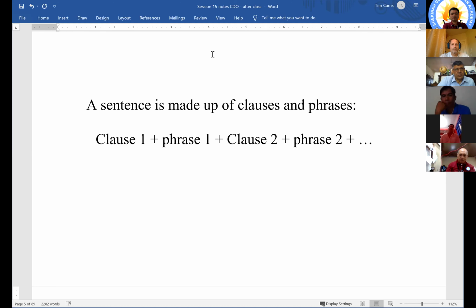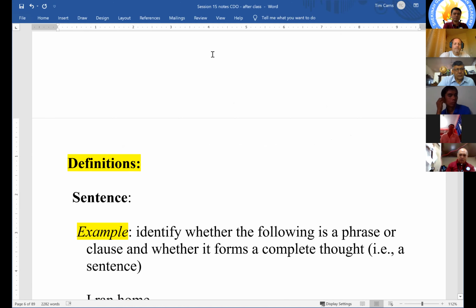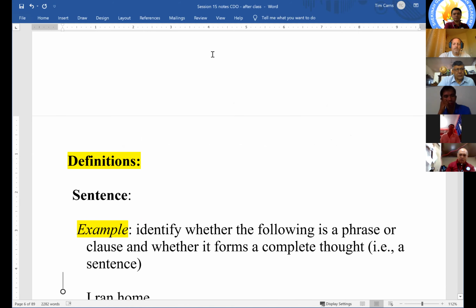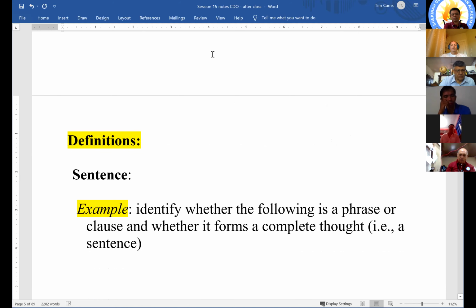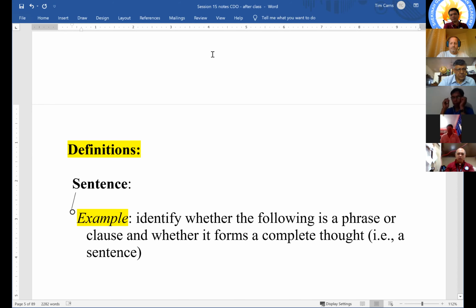Okay? So with that picture in your mind, I'm going to give you several clauses or phrases, and I'll ask you to identify two things for me. First, tell me if what I show you is a phrase or a clause, and then whether it actually, before we do that, I need to explain phrases for a second. So let's do this first.